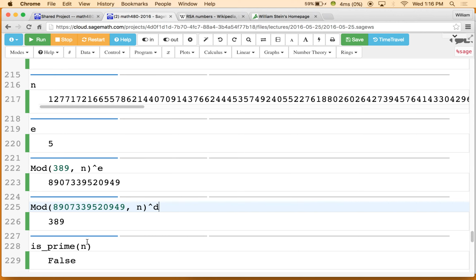This is a function that's easy to compute. And the second one is another function that's easy to compute if you know d. The first function is easy to compute for everybody. The second function is only easy to compute for the people that know d.